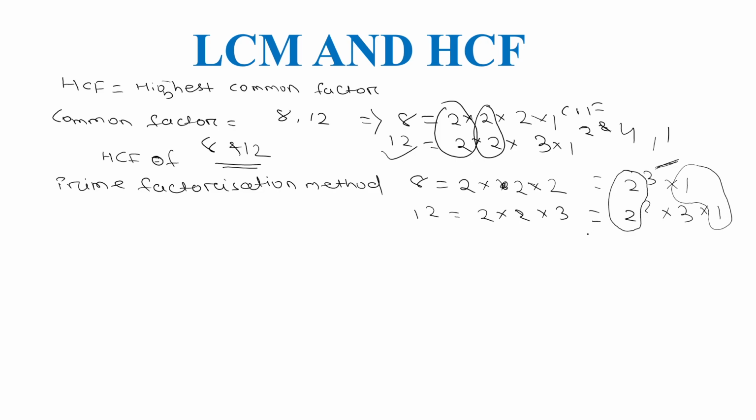Okay, we'll take that as the common factor. So the smallest power is 2 to the power 2 and nothing else. So 4 will be the answer. Okay, 4 is the answer.